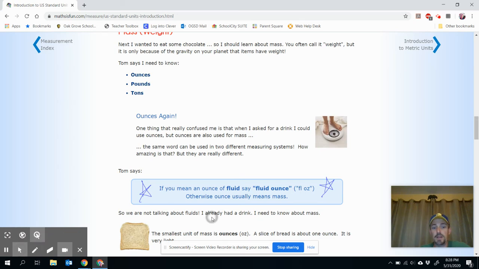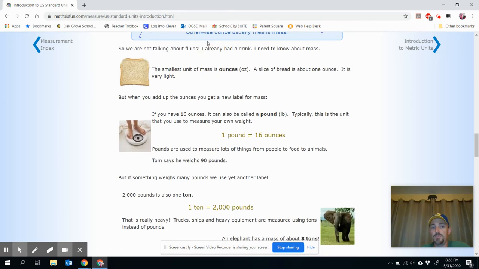So, talking about that, the smallest unit of mass is ounces. A slice of bread is about an ounce. Okay, it's very light, right? Then you get to pounds. 16 ounces equals a pound, right? That's a key measurement to know, right? You're going to want to memorize that one. People are usually measured in pounds. Most things that you're going to measure, unless they're really light or really heavy, are measured in pounds in the customary system of measurement, right?